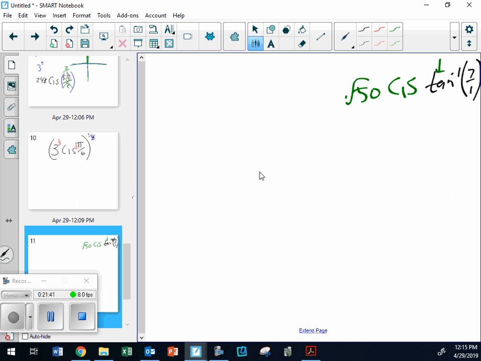Okay, so anyway, what if I said 5 cis inverse tan of 3/4? Could you make sense of that? And if so, tell me what it is in rectangular. Because that's not rectangular. That's polar complex. Complex polar. TOA.